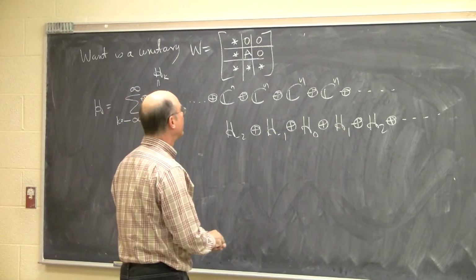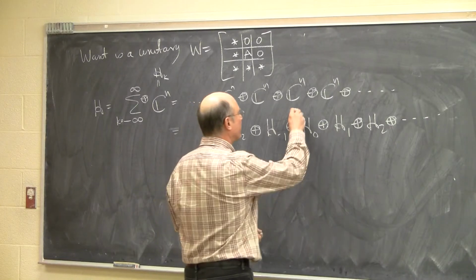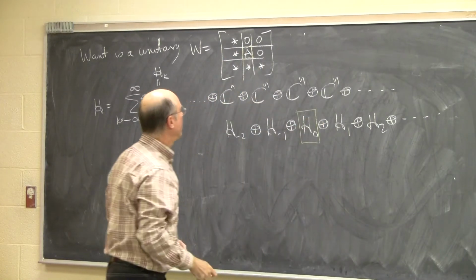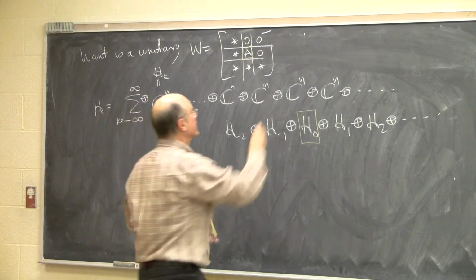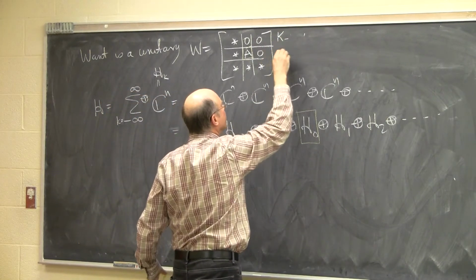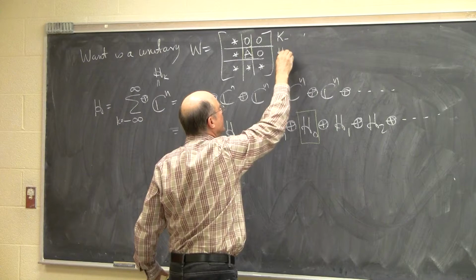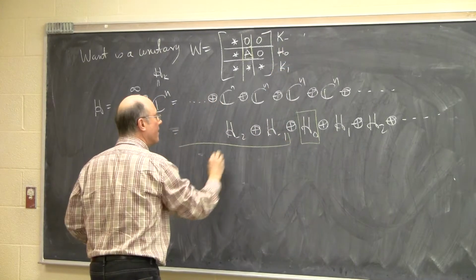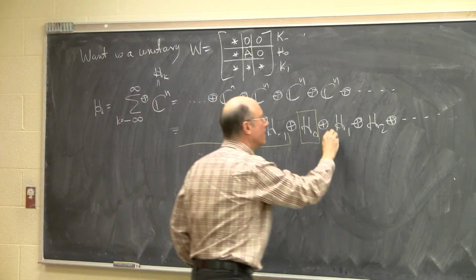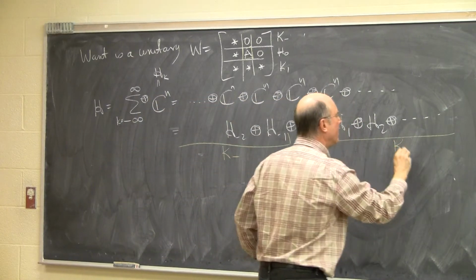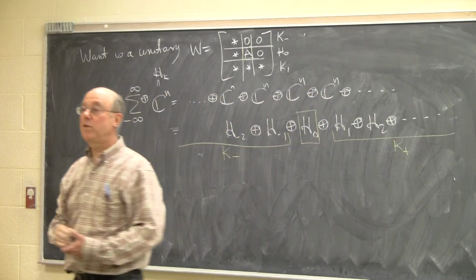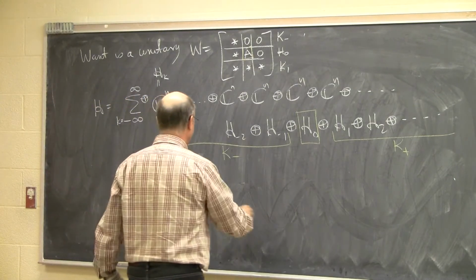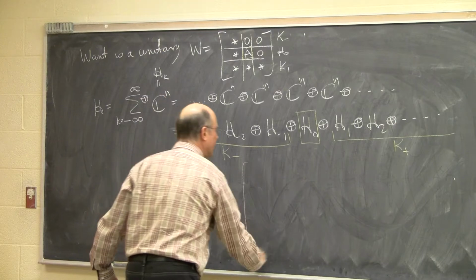And so H_0 is going to correspond to this middle bit. So I'm going to call this K minus, my original H_0, and then this is K plus. So all of this stuff is K minus, and all of this stuff is K plus. And then I'm going to build my matrix like this.